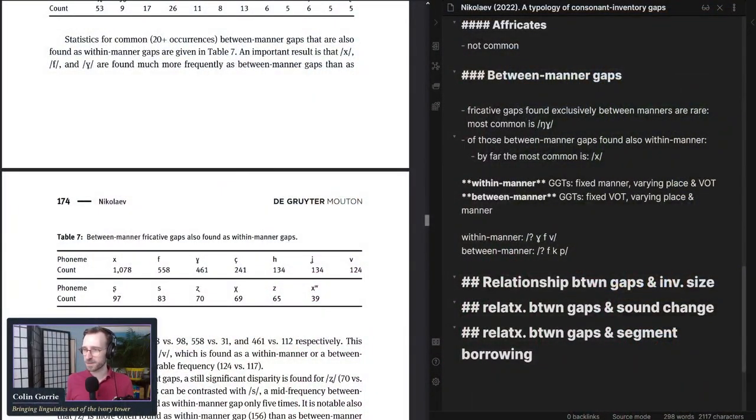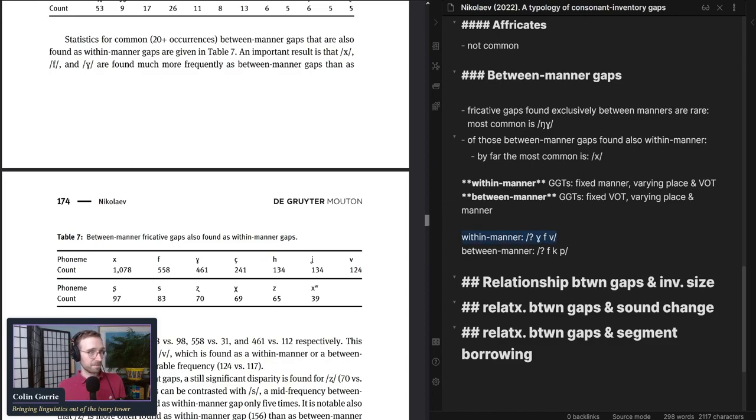Okay, so I think this is what we're dealing with. Within manner, everything is the same manner. So everything is a fricative. That makes sense. Everything is a fricative, and we're just looking at different places and voicings of the fricatives. So we have, say, f-v, and we have r, but no ch.